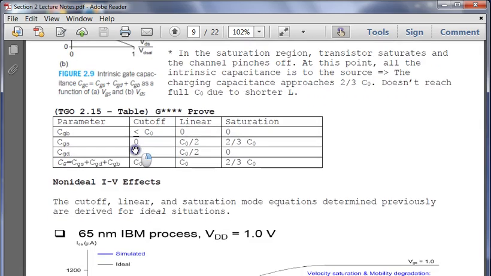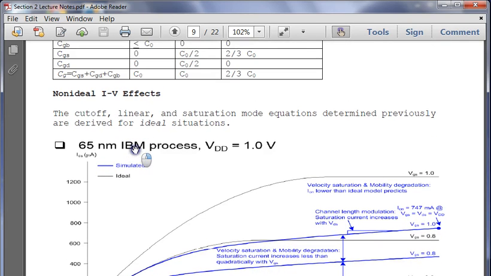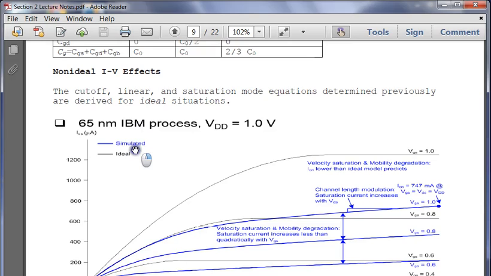So I'm going to scroll down here a little bit. We're going to start talking about some non-ideal current voltage effects. Actually, before I do that, any questions on that? I'm throwing a lot at you so far today. Like, hey, everything switches and now, nope. No, it's not.